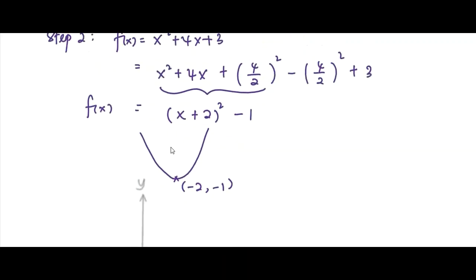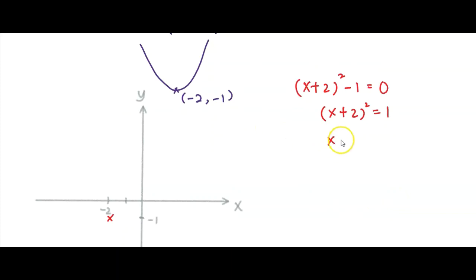To get the two different real roots, I will take this function, the function in the completed square form, and let f(x) equal to 0. You have (x plus 2) squared minus 1 equals 0. Then you got (x plus 2) squared equals 1. Solve for x. You have x plus 2 equals positive or negative square root of 1, that is 1. And x equals positive or negative 1 minus 2. One of the x will be positive 1 minus 2, that is negative 1. The other root will be negative 1 minus 2, you got negative 3.